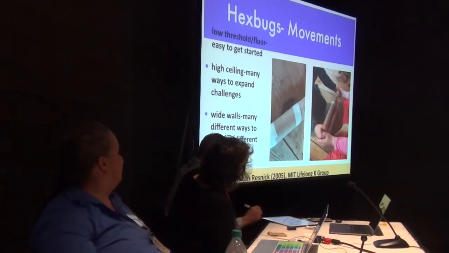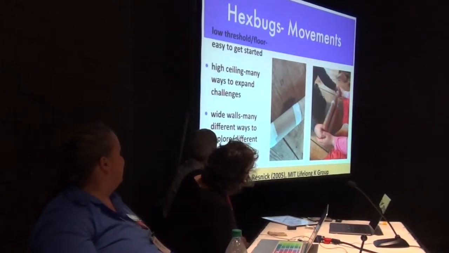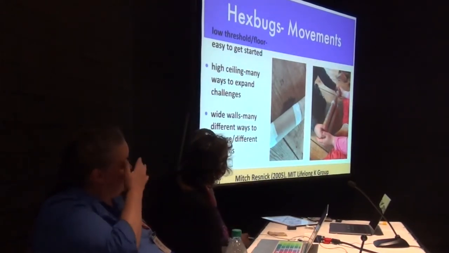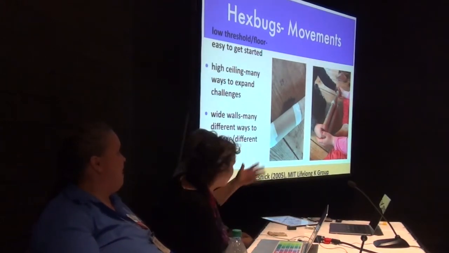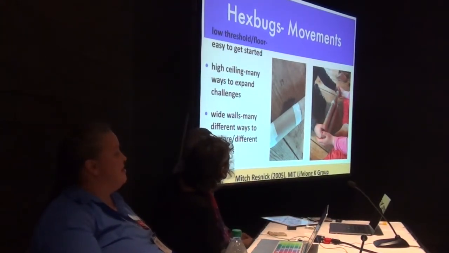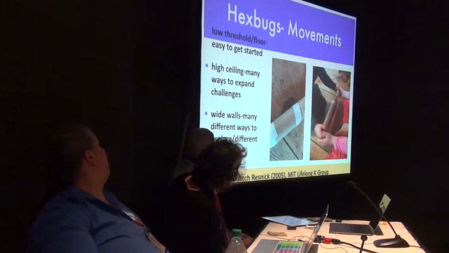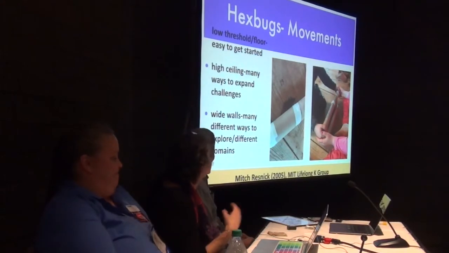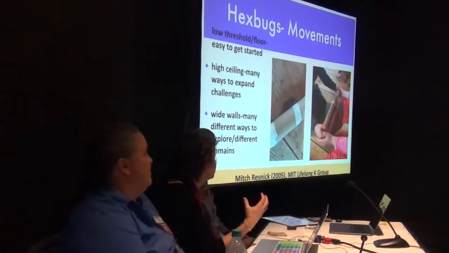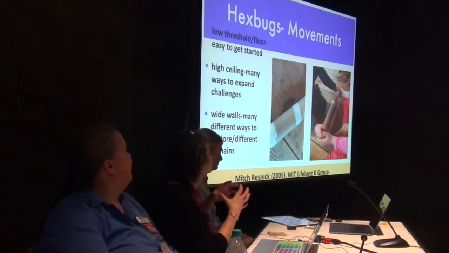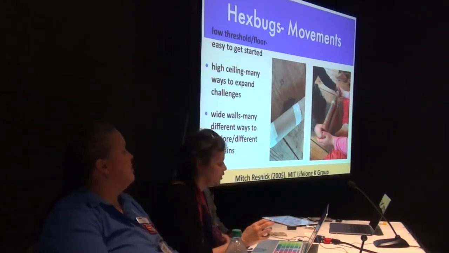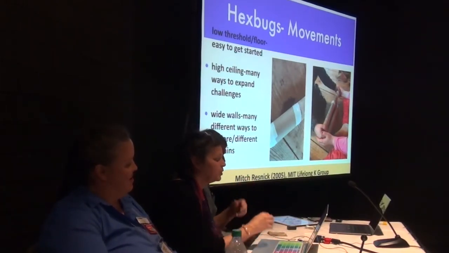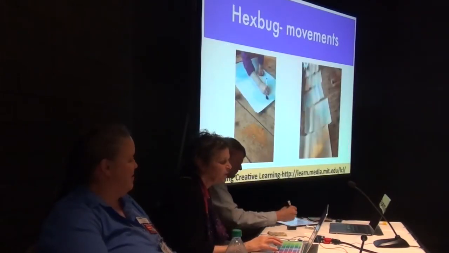So then the children wanted to look at the hex bug movements, and a low threshold is something that Kate quotes Mitch about: a low threshold or floor, so it's easy to get started, a high ceiling, many ways to expand challenges, and wide walls, many different ways to explore a different domain. In the beginning, a little boy really just wanted to master assembly tubes and working with masking tape. That was kind of new for him. And then they decided to build a tunnel and work together and let the bugs come through and see how that would work when they put two bugs in from each side. So they're doing a lot of experimentation.